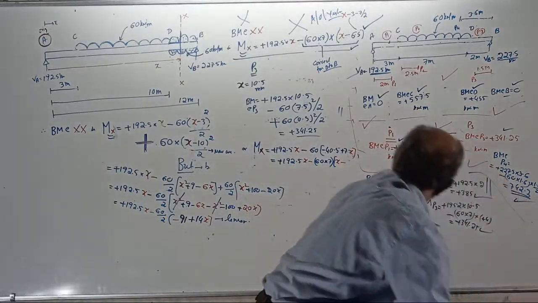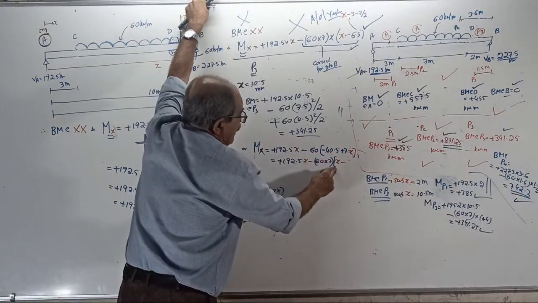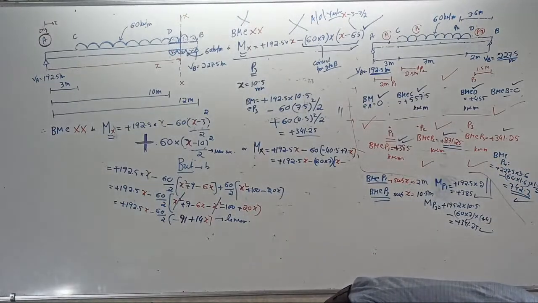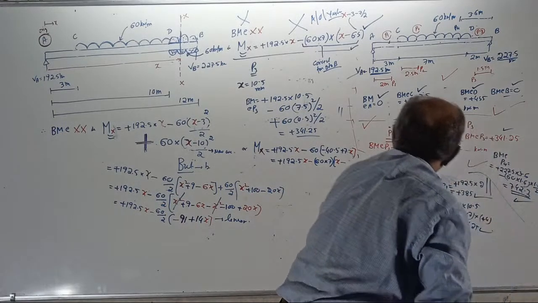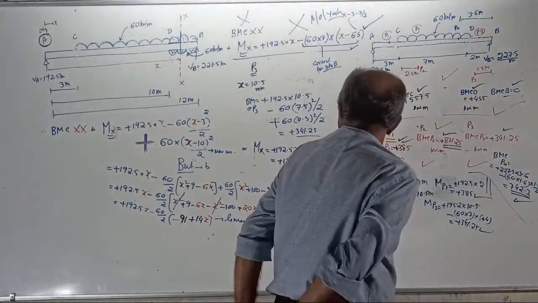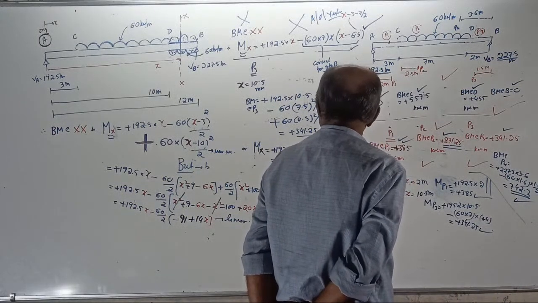Answer, how much? 40.5 divided by 7. You have not told the answer. 40.5 divided by 7 is 5.7857. How is it possible? Then there is some mistake in the calculation.